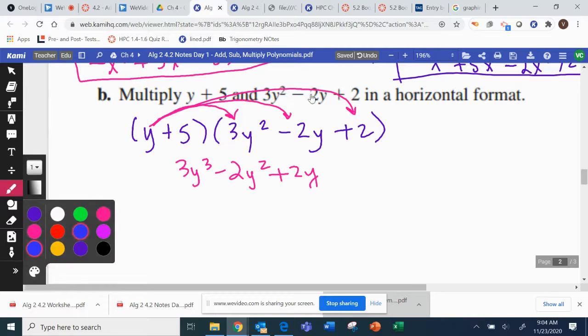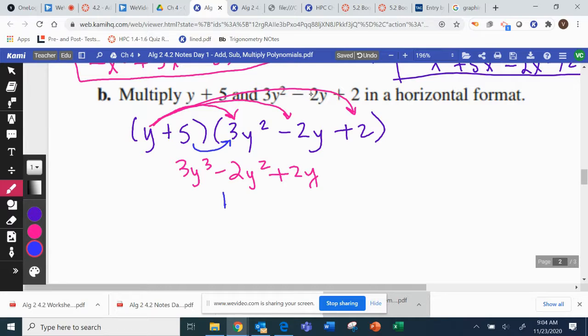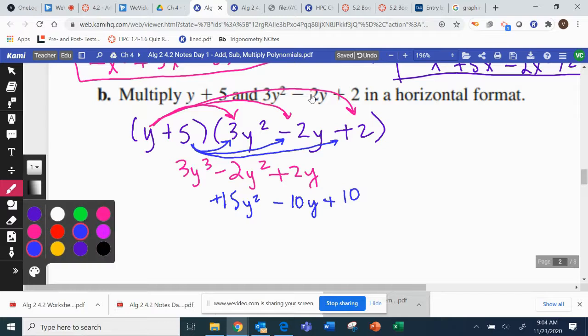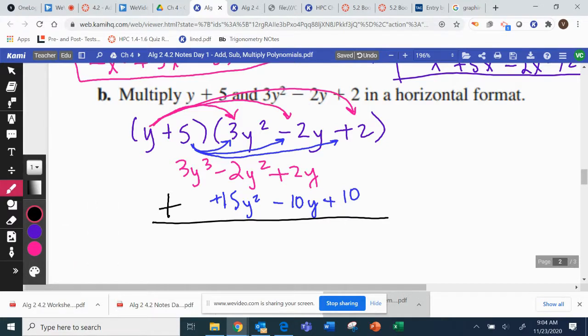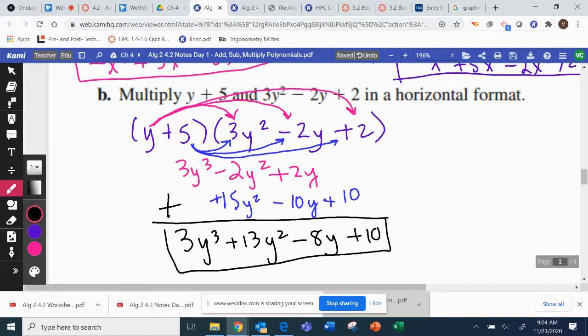And then I like to change my color. And then I distribute only the 5. And when I do 5 times 3y squared, that's 15y squared. So I purposely put it underneath my 2y squared. Then I get 5 times negative 2y, so minus 10y. And I get 5 times 2, so plus 10. Just going to add that up. 3y cubed plus 13y squared minus 8y plus 10.